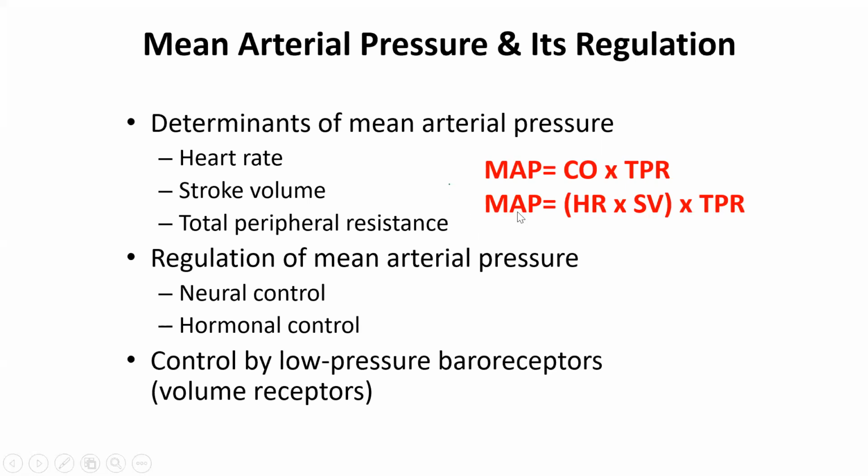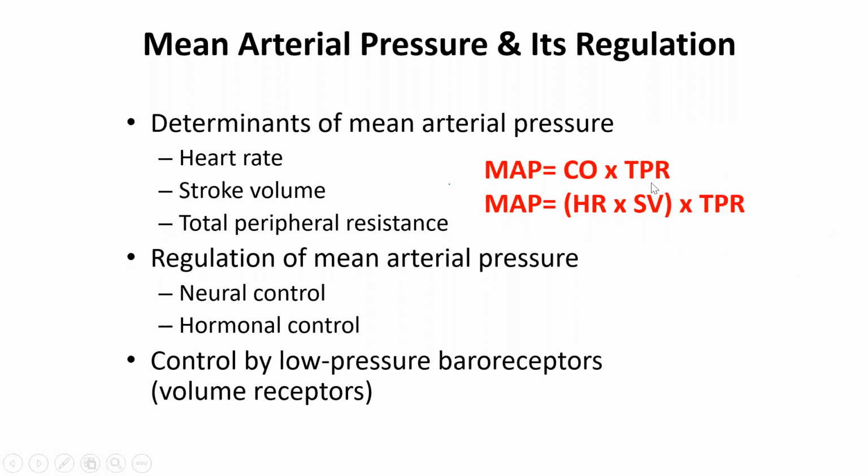Okay, so we can then say that heart rate, stroke volume, and total peripheral resistance all increase or are directly proportional to mean arterial pressure. If I increase my heart rate, I increase my mean arterial pressure. If I increase my stroke volume, I increase my mean arterial pressure. If I increase my total peripheral resistance, if I make those arterioles smaller, if they constrict or contract, I then also increase mean arterial pressure, okay?